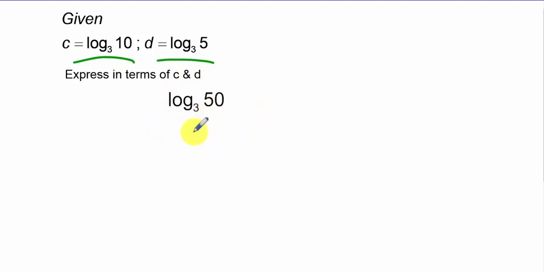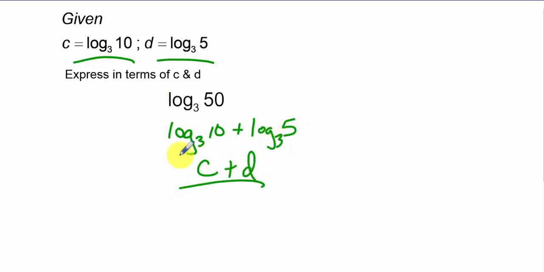And I notice that 50 is a product of 5 and 10. So since it's a product of 5 and 10, I can split it apart into the log base 3 of 10 plus the log base 3 of 5. Log base 3 of 10 I know is C, log base 3 of 5 is D, and that's expressed in terms of C and D.